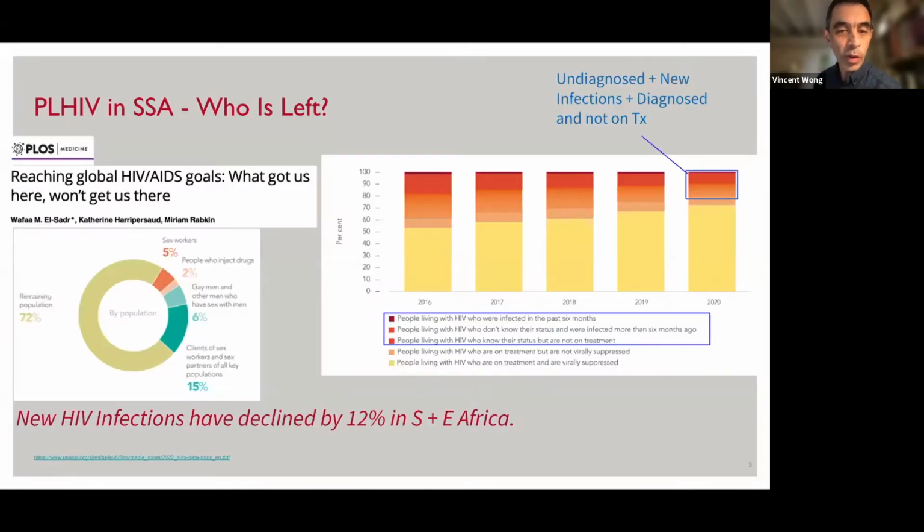All right, so speaking of that, this is the latest from UNAIDS, reaching global AIDS goals. What got us here won't get us there, and how are we reaching these new infections and the undiagnosed? UNAIDS has a really nice visual now on this, looking at undiagnosed new infections and diagnosed but not on treatment. And those are really our target populations. This is sub-Saharan African data here, and you see the progress and the gap. Next slide.